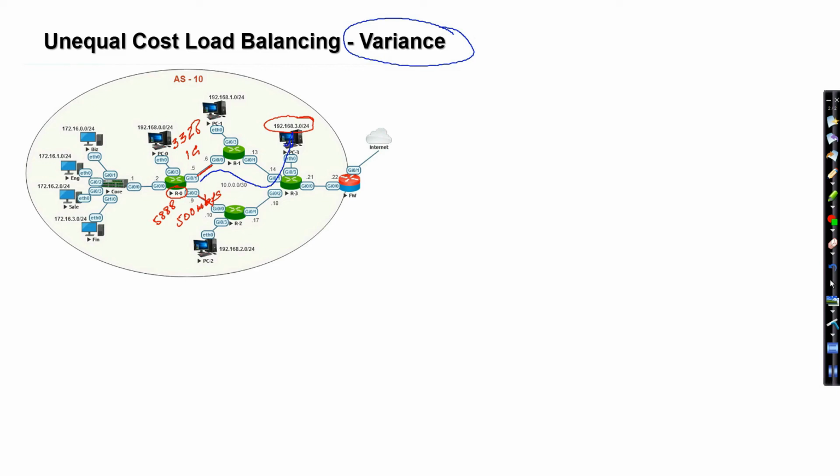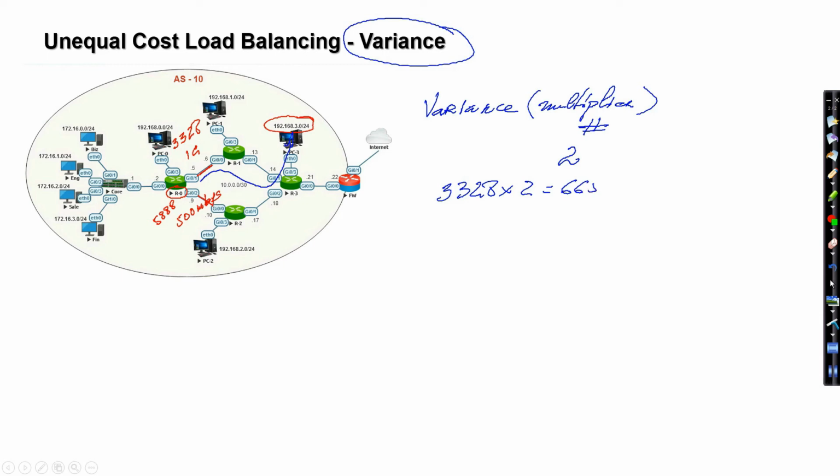Under EIGRP, you can use the command variance followed by a multiplier, which is a number. For example, I'm going to use a multiplier of 2. What that does is take the feasible distance of 3,328 and multiply by 2, which equals 6,656. Any feasible successor whose total metric is less than this number, EIGRP will bring that route into its routing table and load share.